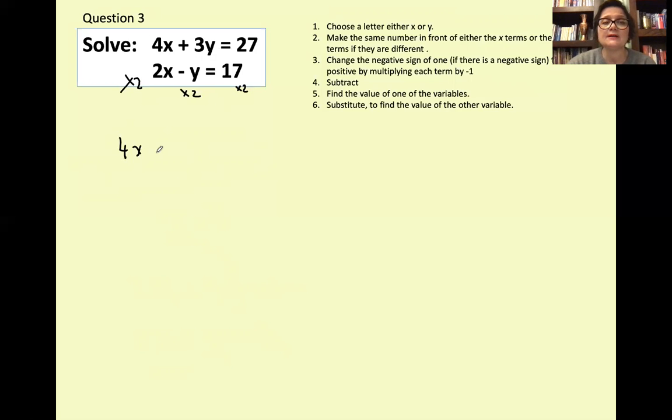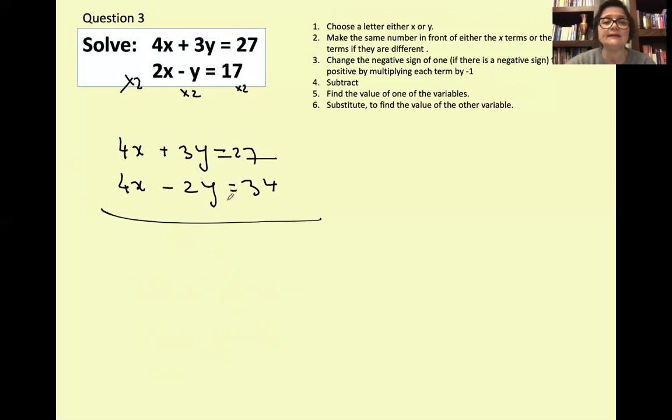Now rewrite the first one as it is, plus 3y equals 27. And the second one becomes 2 times 2x, 4x, now minus 2y, okay, equals 34. Right, so 17 times 2, 34, minus y times 2, minus 2y, 2x times 2, 4x, right? Draw the line and subtract. We're subtracting to get rid of the x's. So 3y take away 2y equals y, 27 take away 34, it is going to be minus 7, okay? Minus 7, in this case, is negative.